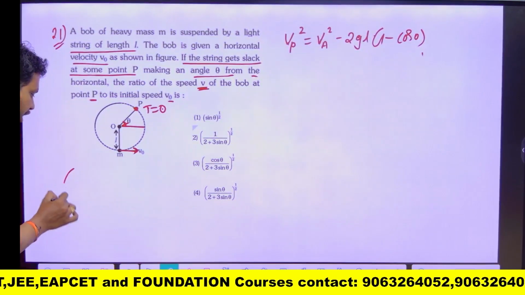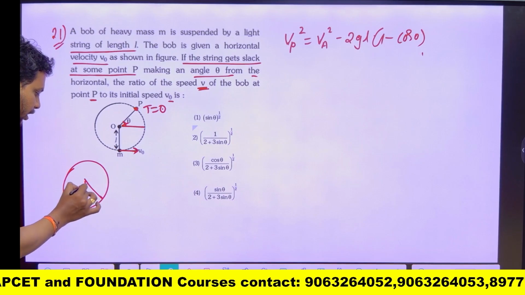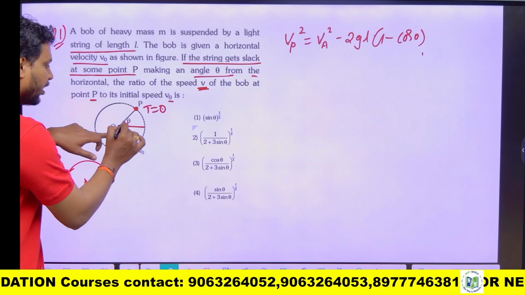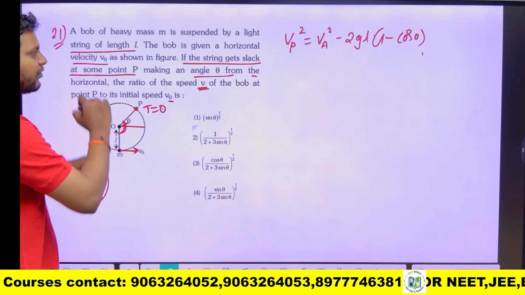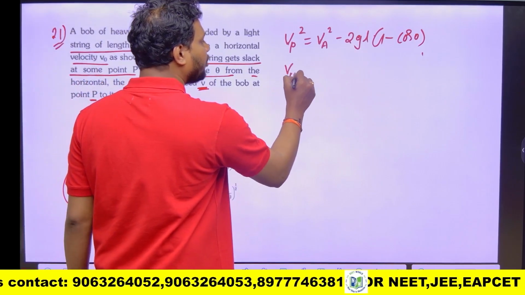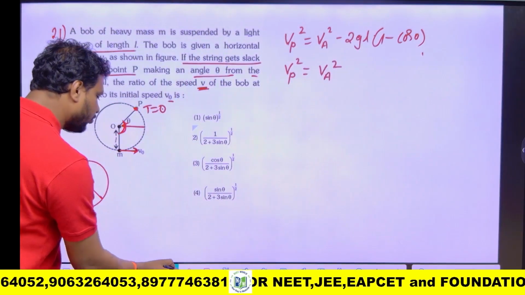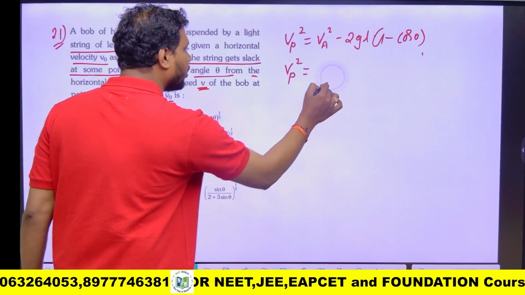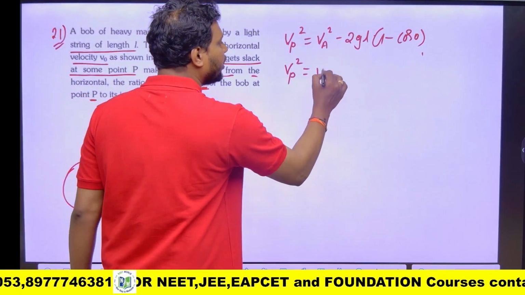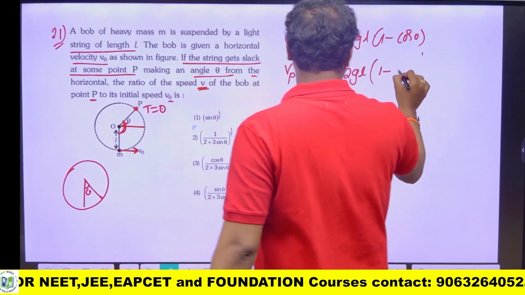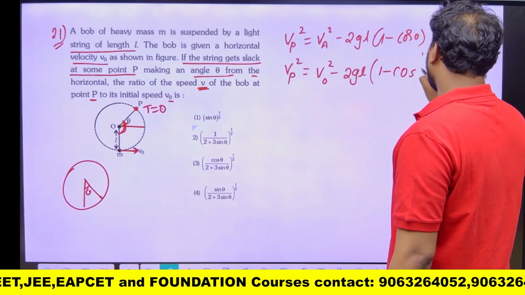And the theta should be taken from here to here like this. So this is the theta value. But in this case, this angle will be 90 plus theta. So you can write velocity at point P square is equal to Va square, and that Va square is V naught square. So Vp square is V naught square minus 2gl into 1 minus cos of 90 plus theta.